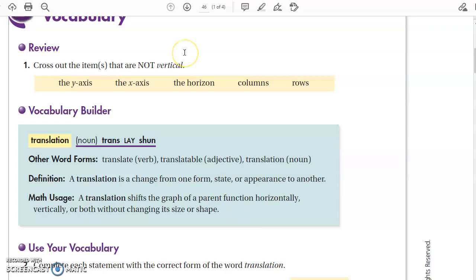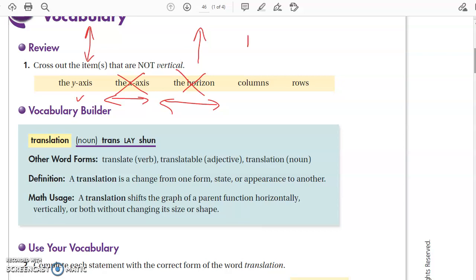So, review. Cross out the items that are not vertical. What does vertical mean? Vertical means, think of the X Games. Let's get vertical. Vertical is straight up. So the y-axis is right here, so that is vertical. The x-axis goes this direction, so that is not vertical. The horizon goes this way, not vertical.